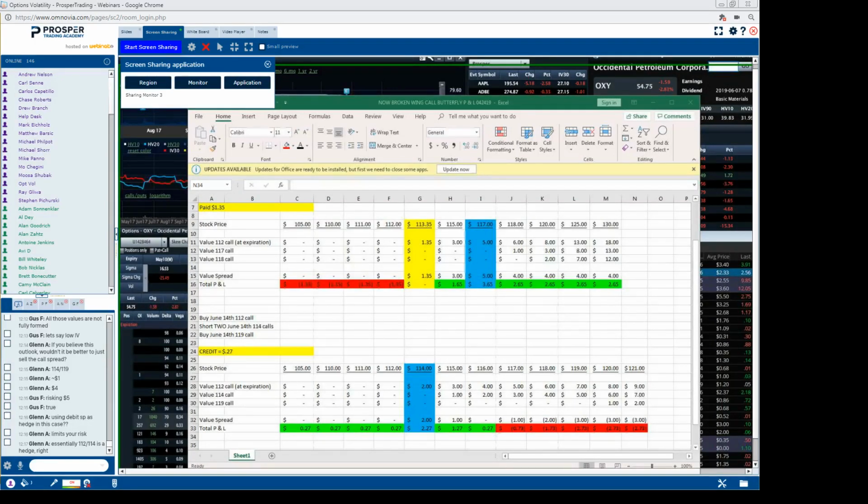Yeah, the 112, 114 is a hedge, yes. That part of it, yeah. If you break it down, that's a hedge against the short 114, 119. Absolutely. That is absolutely a right way to look at it.